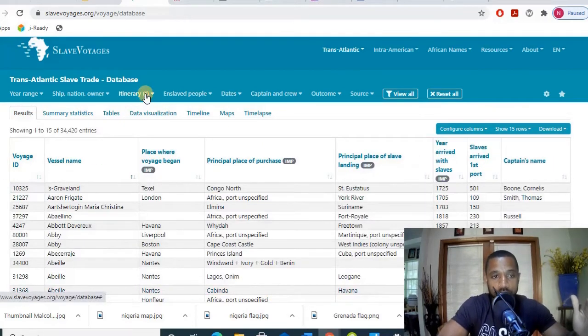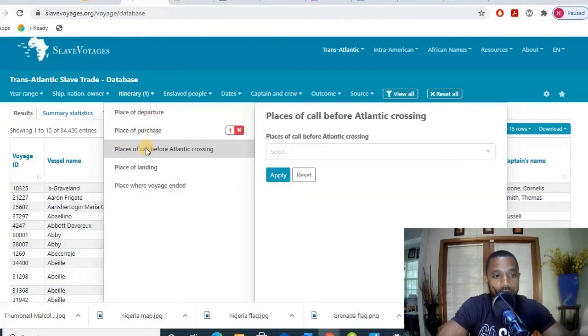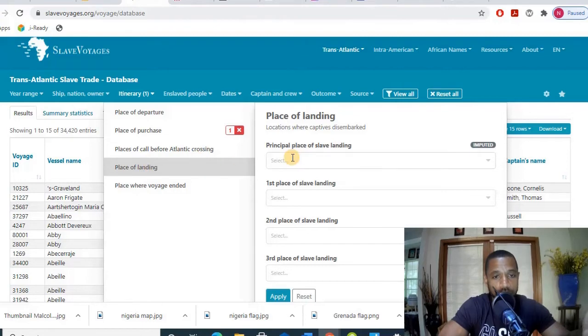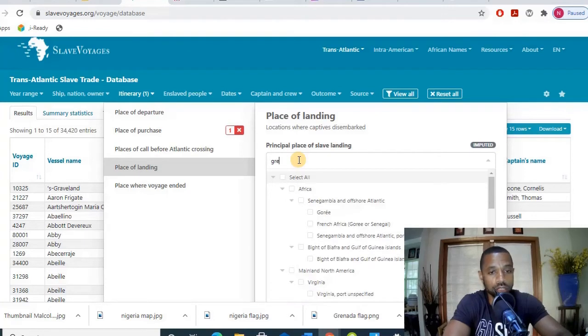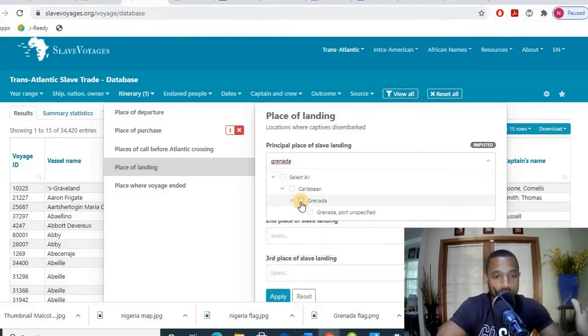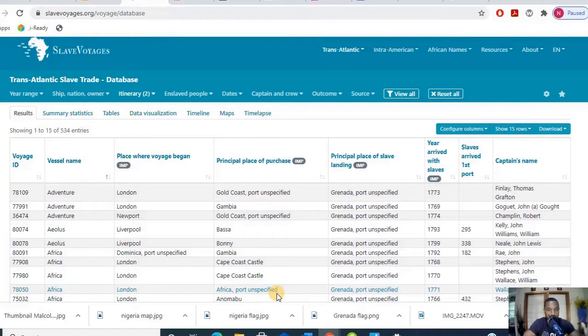Then I'm going back to itinerary, and I'm going to put principal place of slave landing, and type in the port I want to know about, and that's Grenada. Grenada doesn't have any specific ports. Some of the larger countries or islands have specific ports, and you can do that as well. Grenada is just Grenada. Click Grenada, and apply. So now I have all the ships that had ever landed in Grenada.